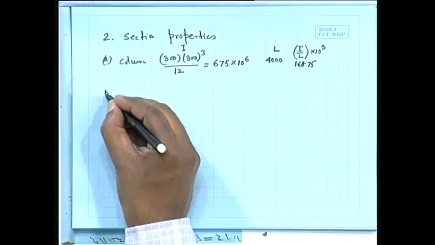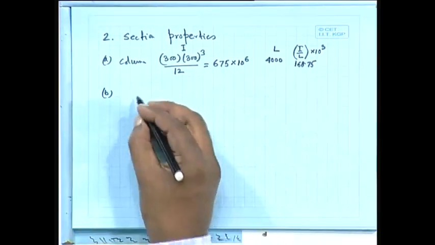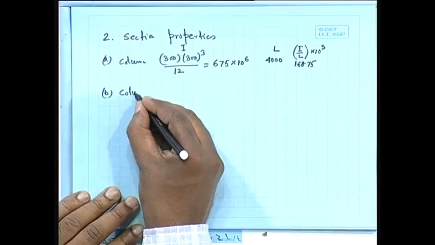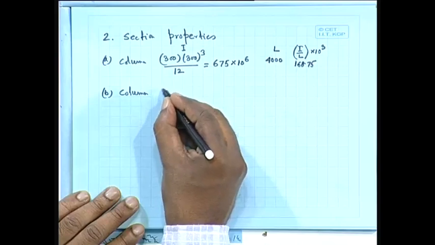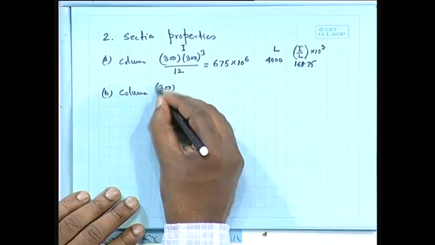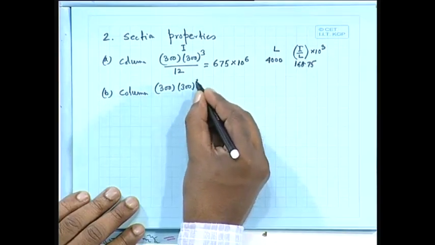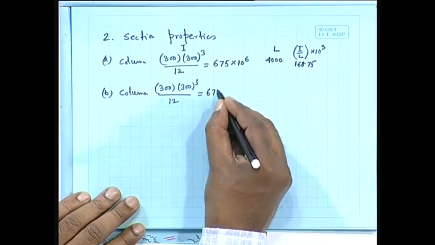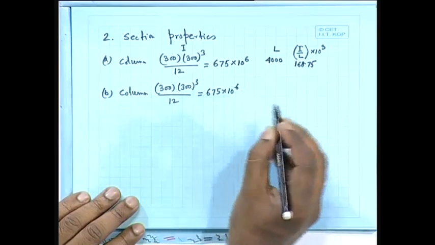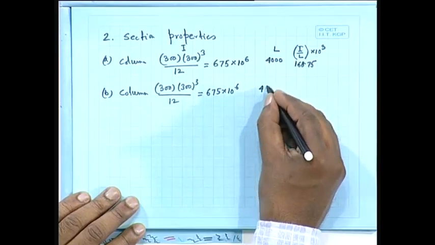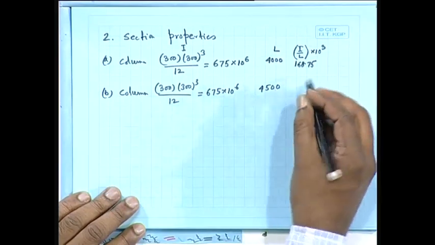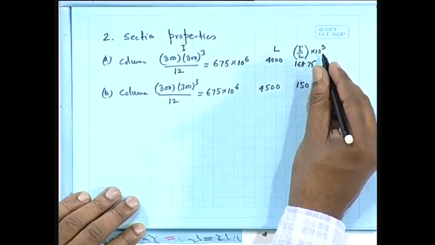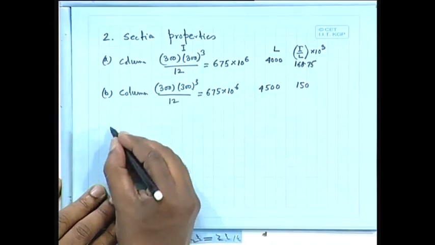Now, there is one more column according to, say, your length. The section is same, but length is different. So, we shall get 300 equal to 675 into 10 to the power 6, L is here 4500 and we get it here 150, that means 150 into 10 to the power 3, that we shall get.